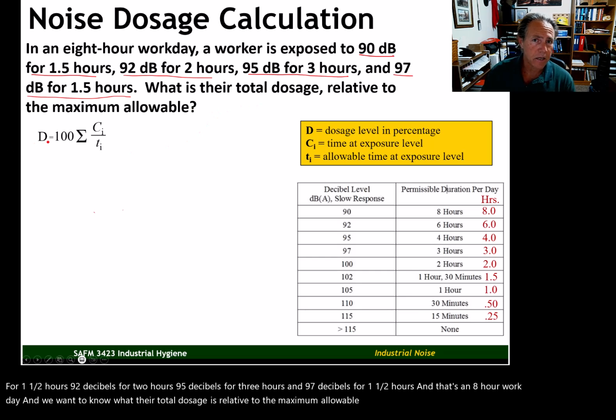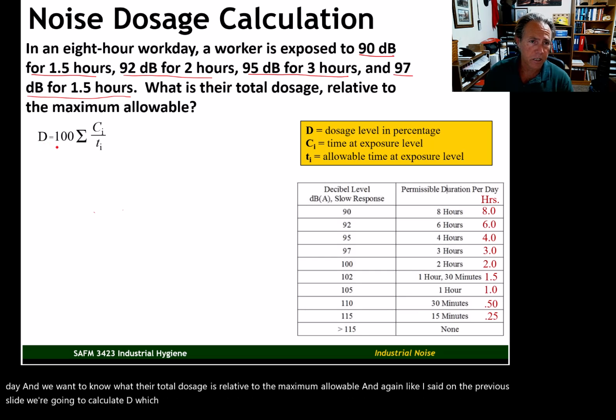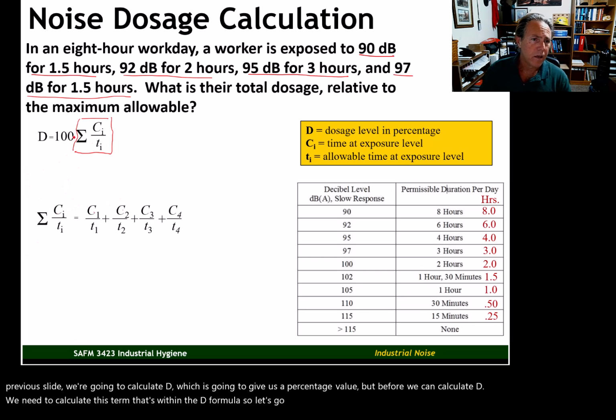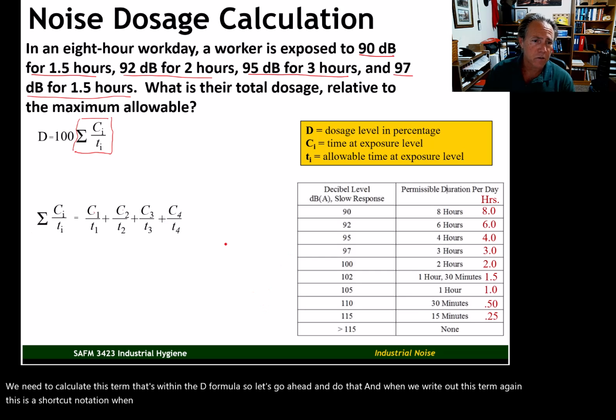And again, like I said on the previous slide, we're going to calculate D, which is going to give us a percentage value. But before we can calculate D, we need to calculate this term that's within the D formula. So let's go ahead and do that. When we write out this term, again, this is a shortcut notation. When we write it out, this is what we end up with. There are 4 different exposure periods, so we end up with 4 different terms.